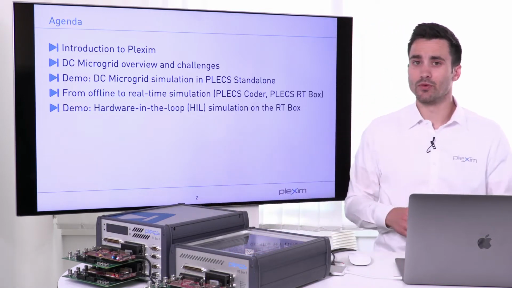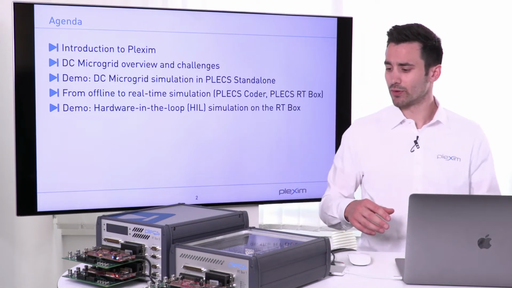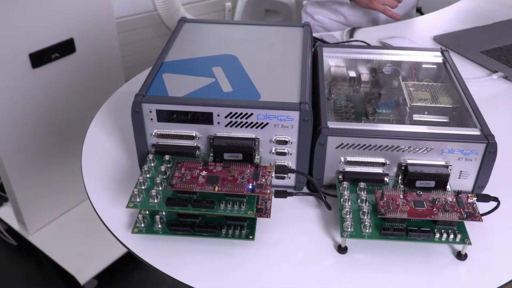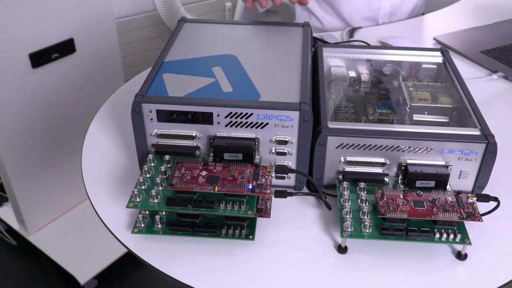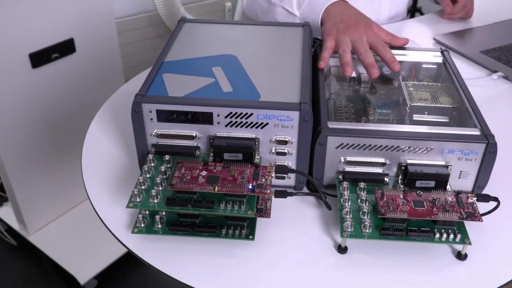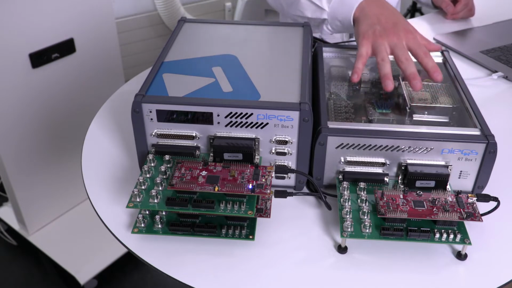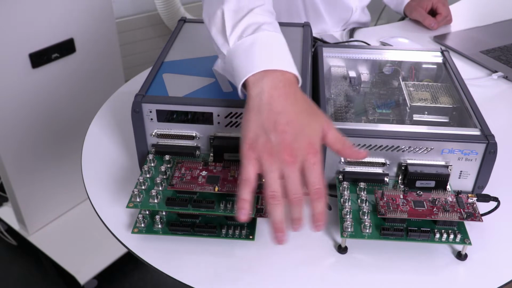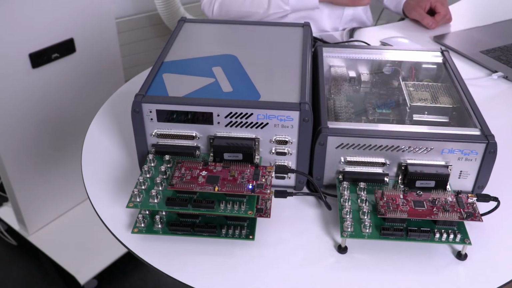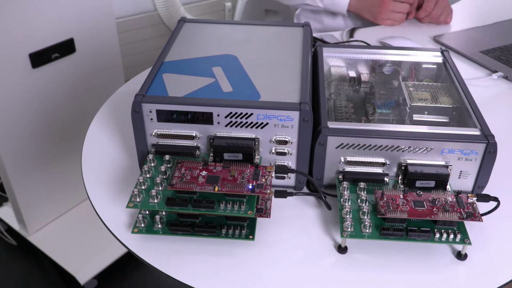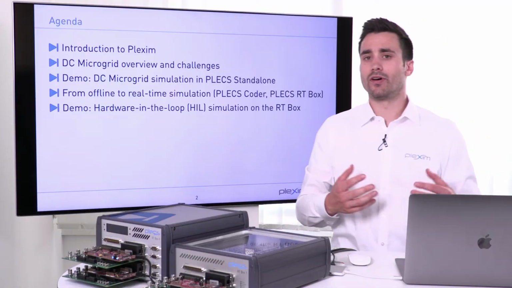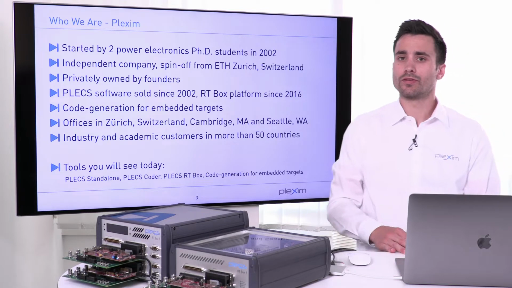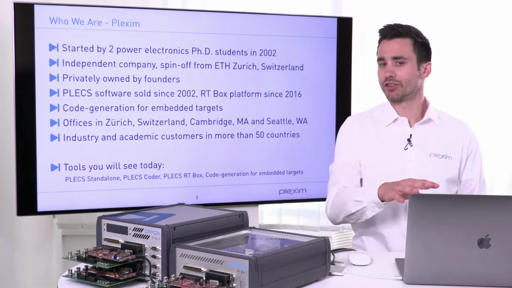And actually, before moving forward to the next slide, I just want to introduce quickly the setup that you see on my desk. So you see that we have here two Rtboxes, one Rtbox 3, one Rtbox 1. They are interconnected together, and we have here three different microcontrollers that we will use for the real-time simulation of our DC microgrid model.